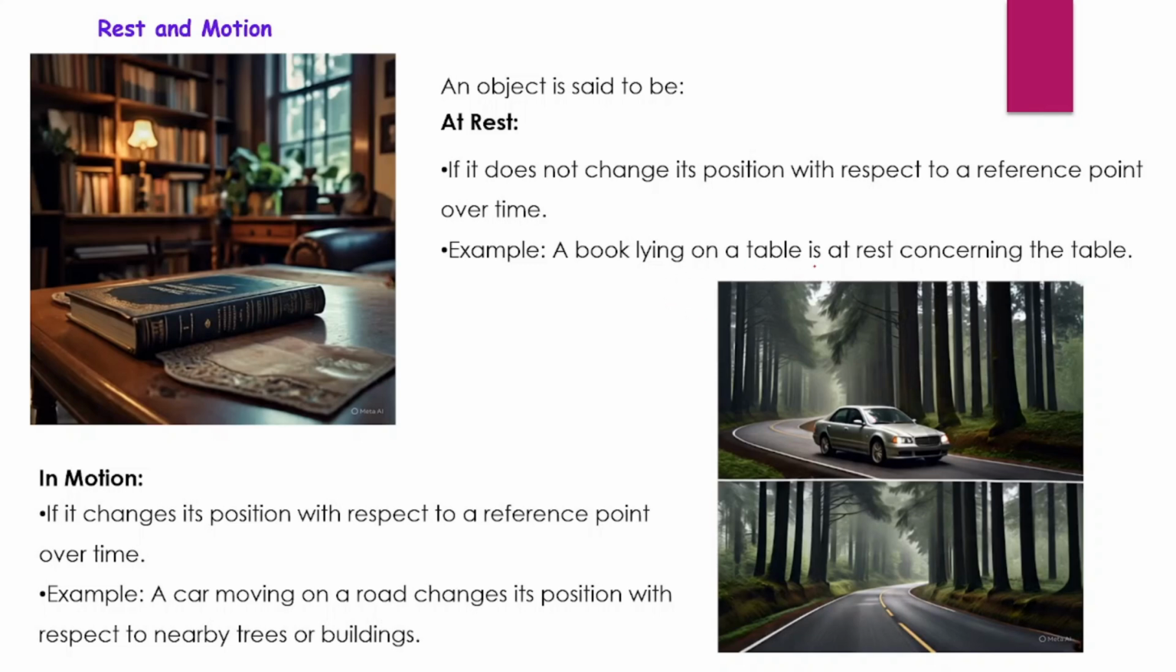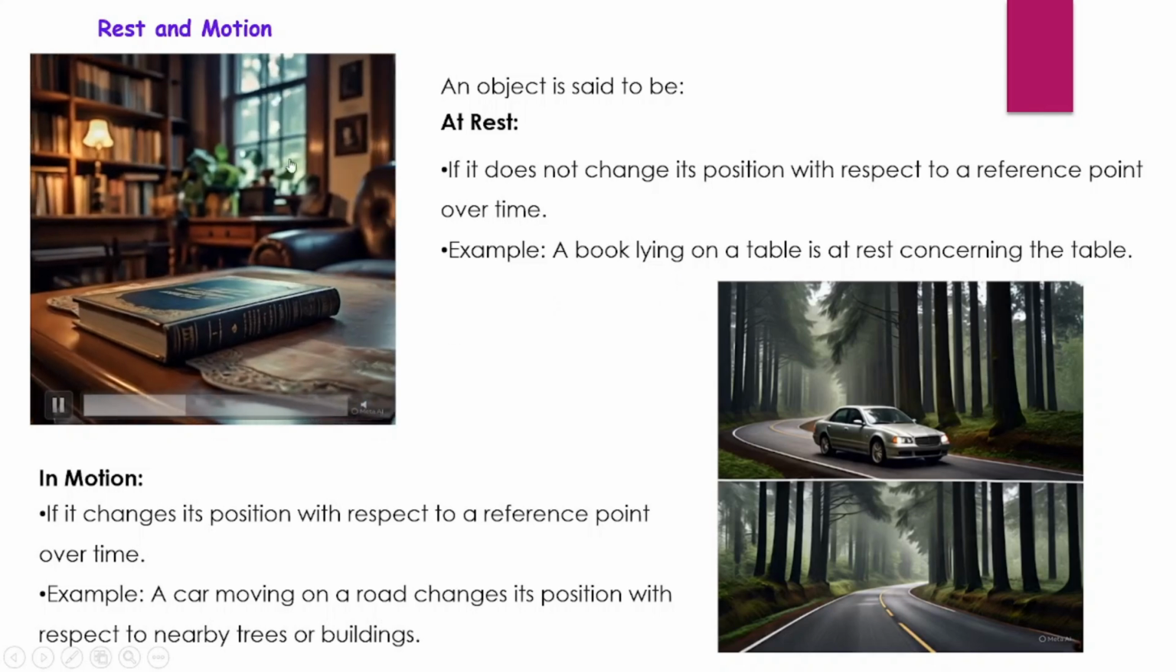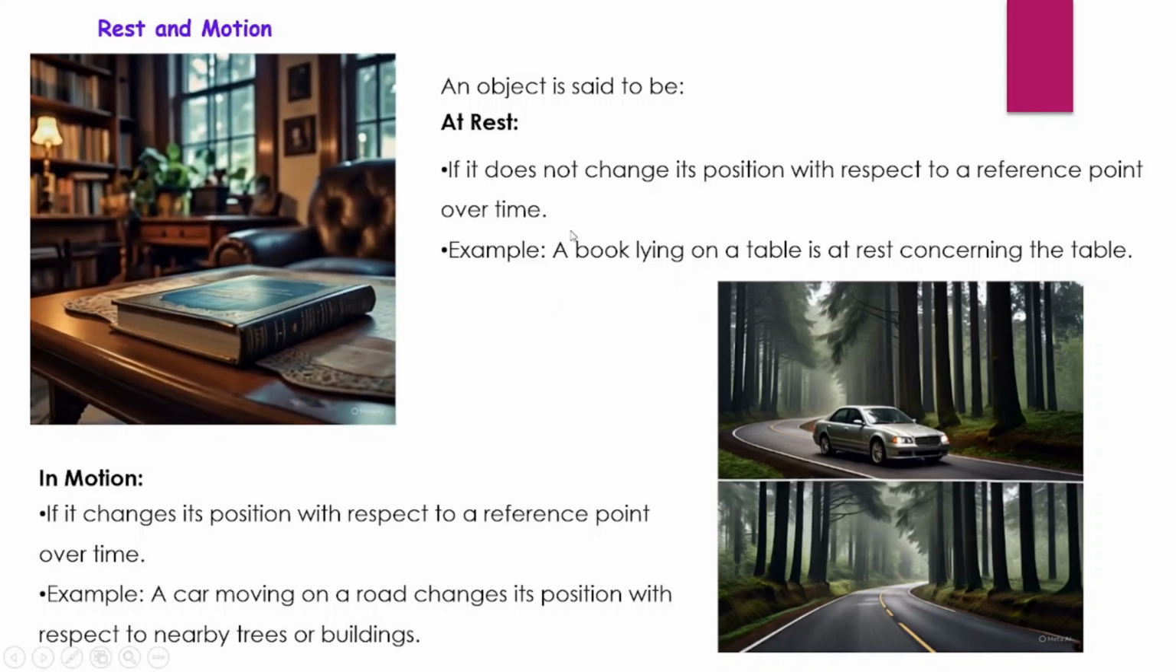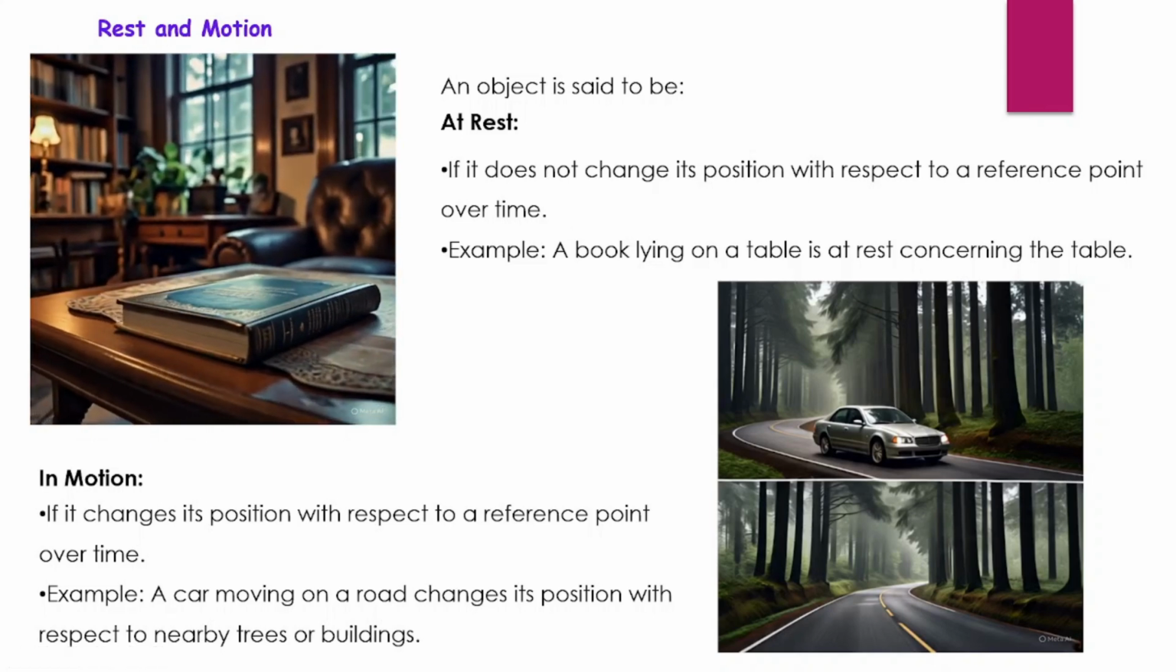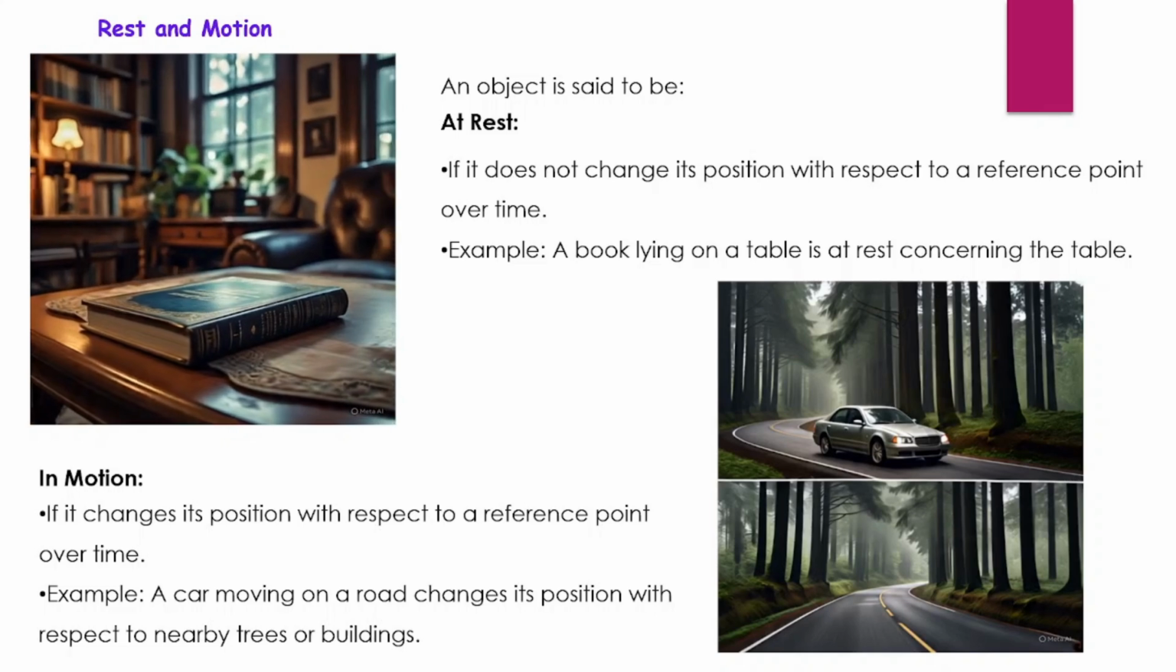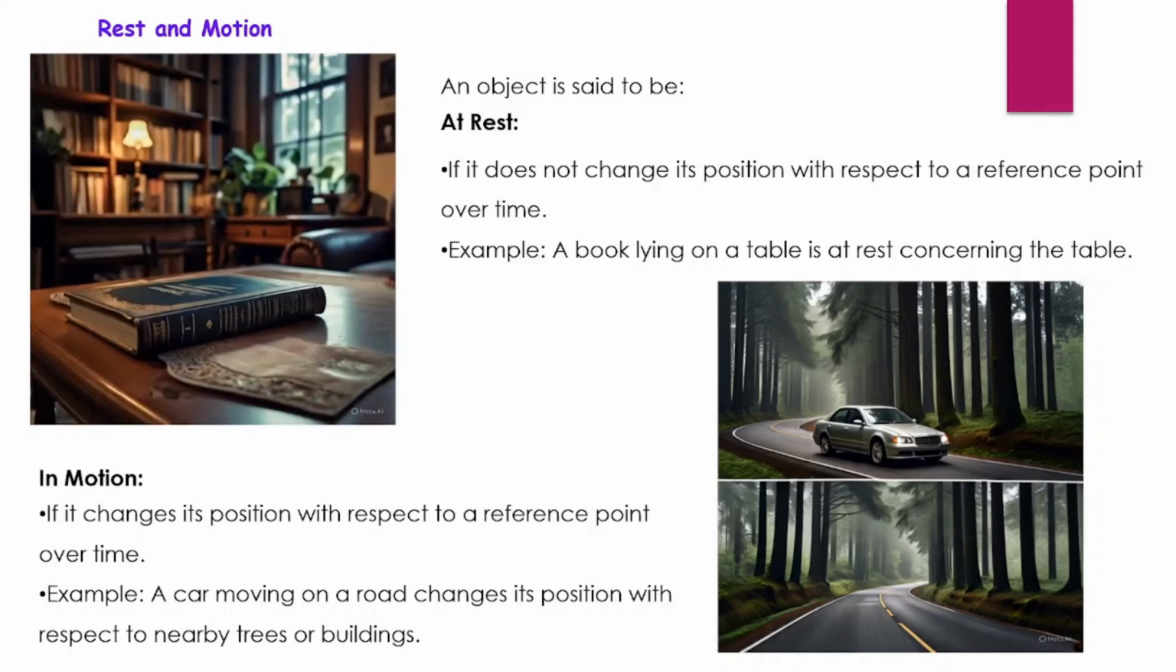A book lying on a table is at rest with respect to the table. If the book is lying like this, if it is not moving at all, it shows that the book is at rest. Now we can see the camera is moving but the book is not moving. Both the book and table are still at rest.